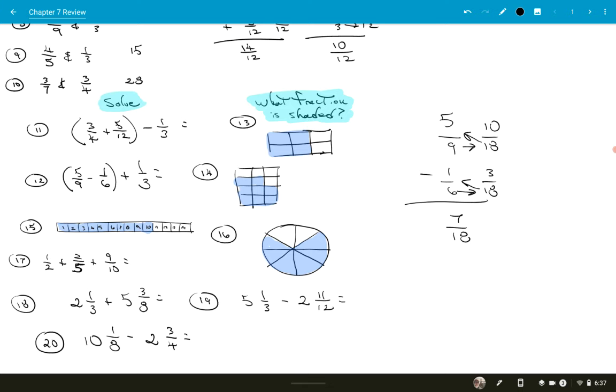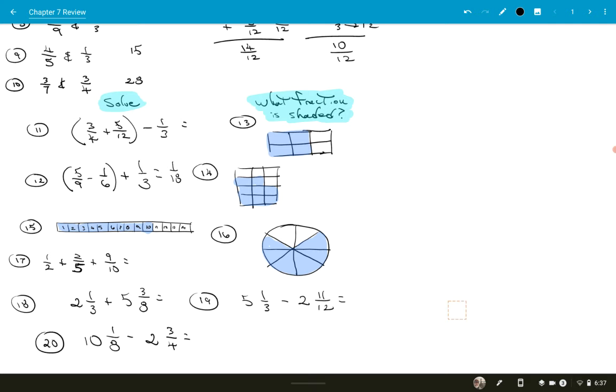And then it looks like we're adding 1/3 to that. And so what's the common denominator? Well, it would be 18, because 3 does go into 18. It goes in 6 times. And 1 times 6 is 6. And that would be 7/18. Now we subtract. And that's 1/18. So the answer to number 12 is 1/18. Okay.